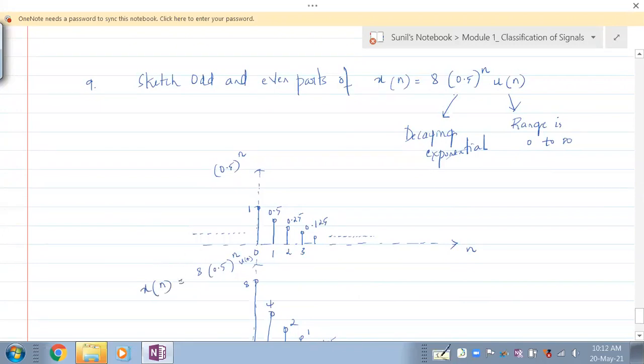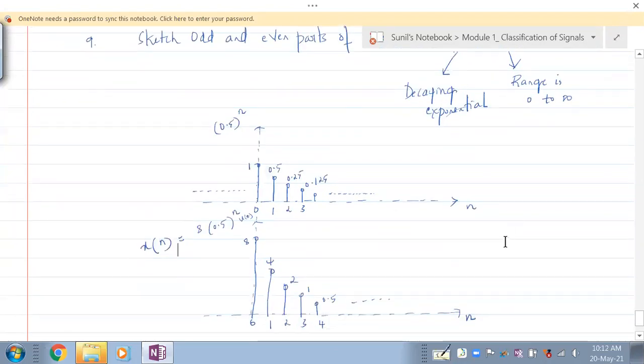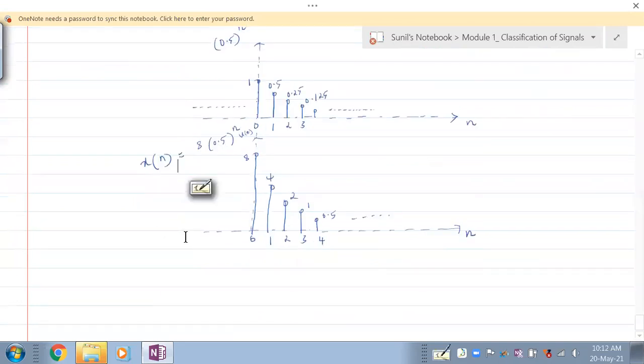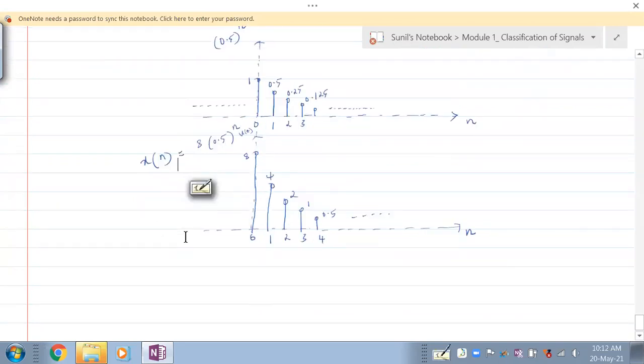So 8 into 0.5 to the power n ranging from 0 to infinity. That's why it's given dot dot dot. On the left hand side, it's not given dot dot dot. The first signal I gave dot dot dot because I had not multiplied it by u of n. Since I have multiplied by u of n, now here you will not have any signal. So this is what it is.